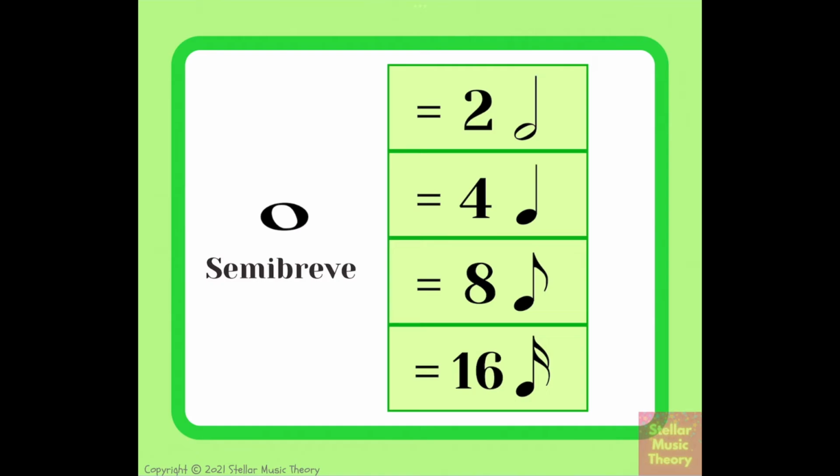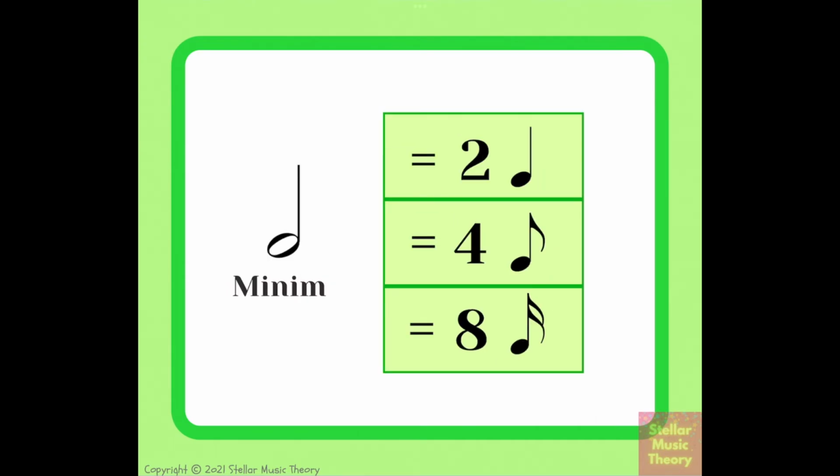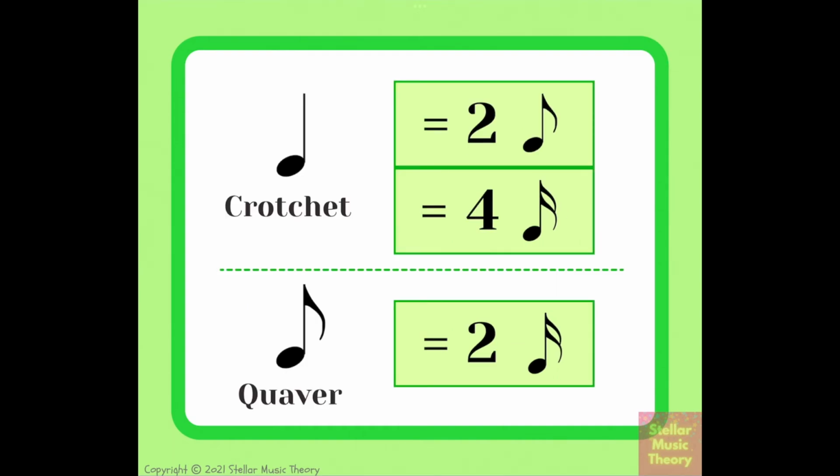Here, we can see how a semibreve relates to the other notes. One semibreve has the same duration as 2 minims, 4 crotchets, 8 quavers, and 16 semiquavers. One minim has the same duration as 2 crotchets, 4 quavers, and 8 semiquavers. One crotchet has the same duration as 2 quavers and 4 semiquavers, and a quaver has the same duration as 2 semiquavers.